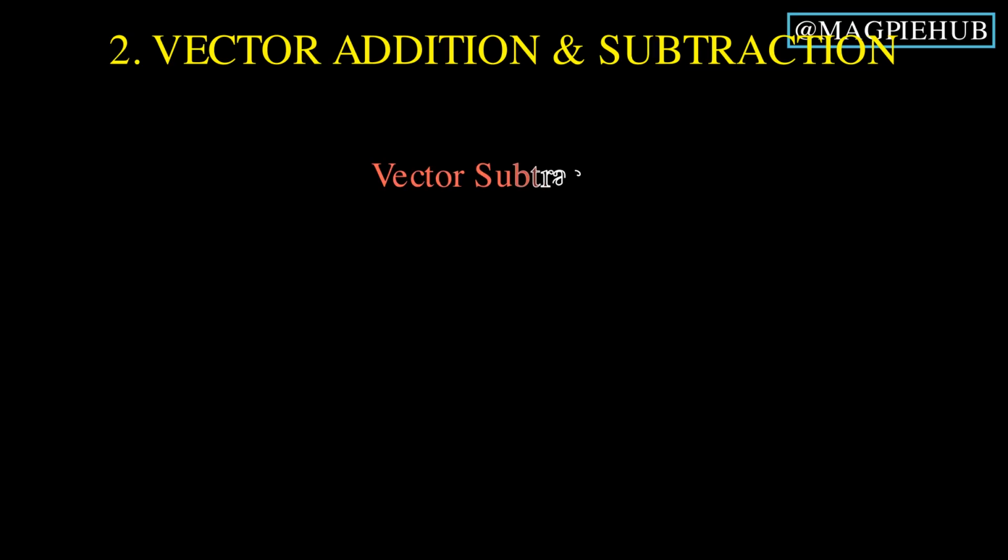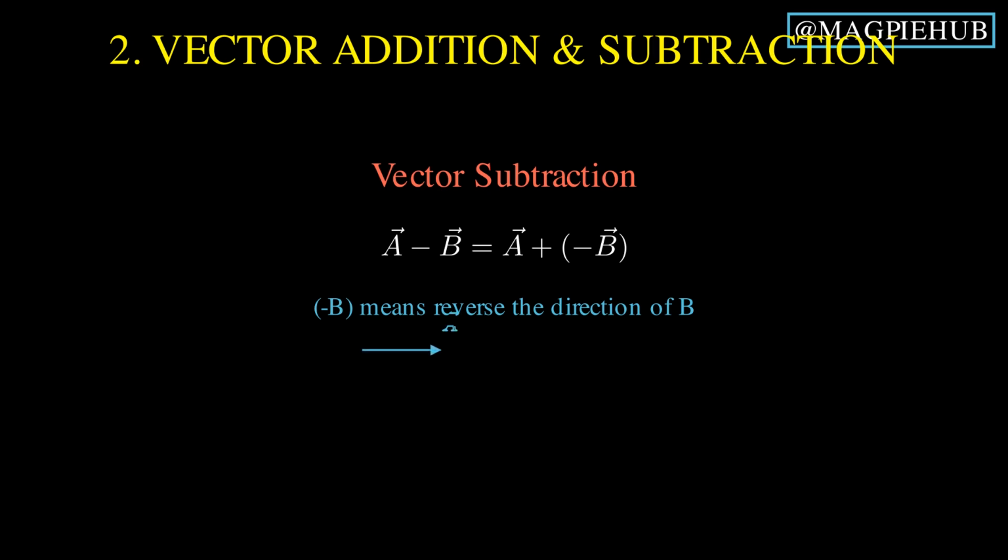For vector subtraction, a minus b equals a plus negative b. Negative b means we reverse the direction of vector b. Then we add them using the same addition rules.